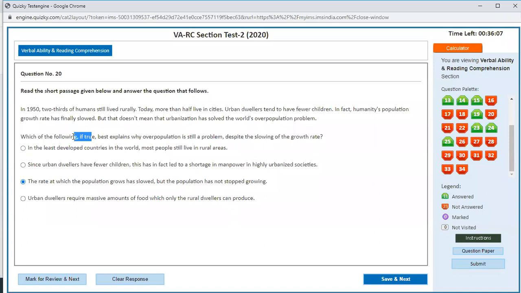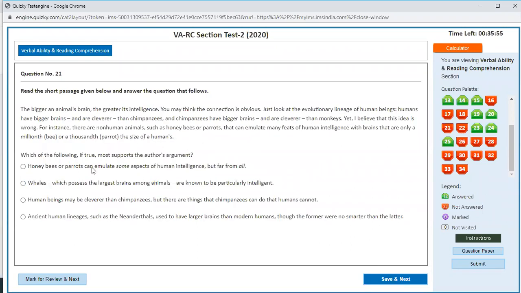If true, पूछा गया. Okay. Since urban dwellers have fewer children, this in fact has led to a shortage in manpower. But how is it solving the world's population problem? Third is coming out to be the best option. I'll mark it and leave.